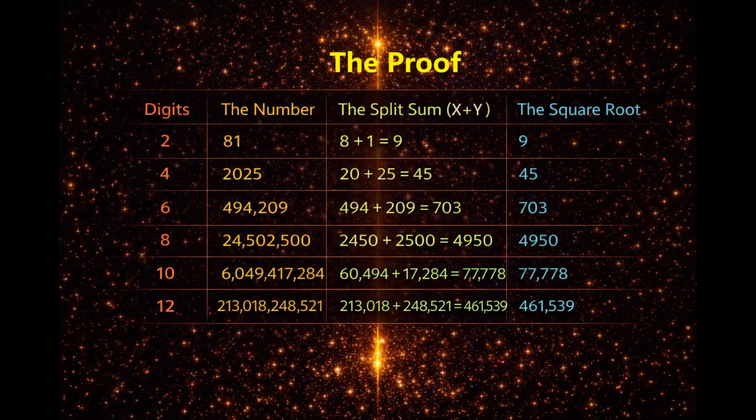Let's see two more examples. 10 digits, take 6,049,417,284. The root is 77,778. The proof, 60,494 plus 17,284 equals exactly 77,778. 12 digits, it gets even crazier with 213,018,248,521. The root is 461,539. The proof, 213,018 plus 248,521 gives us 461,539.